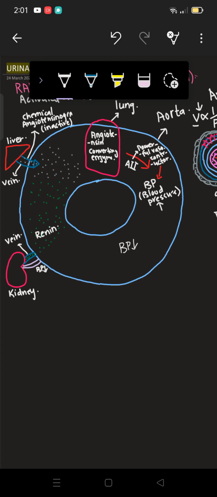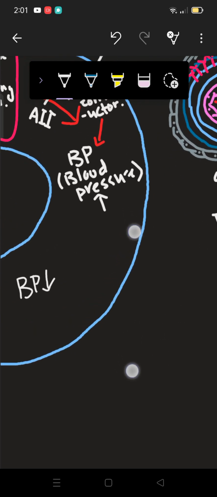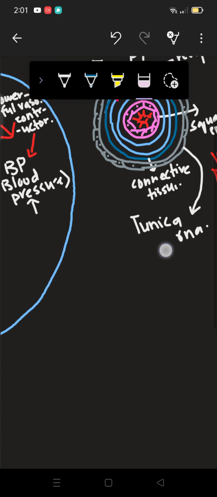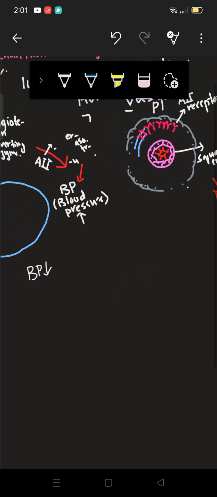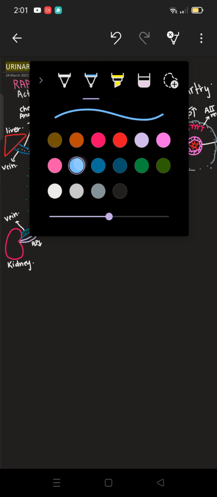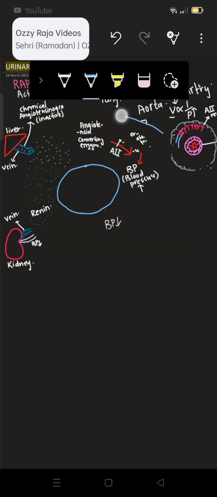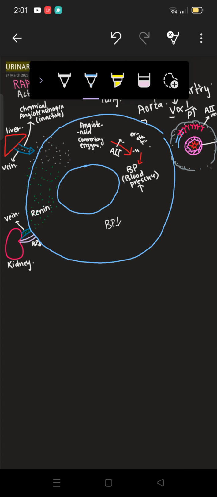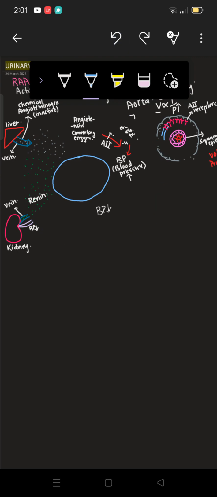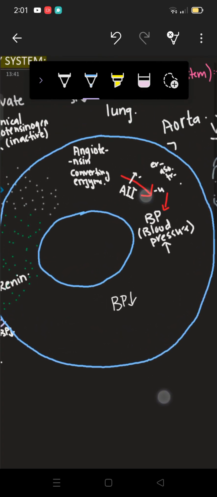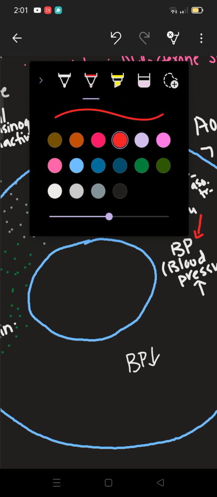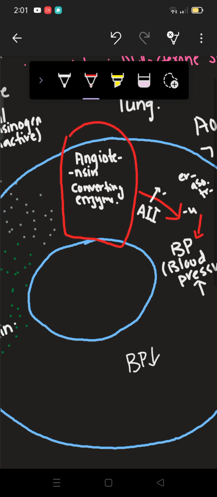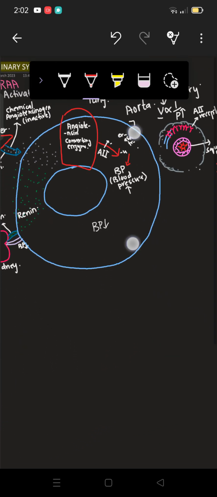Then again, in the small intestine, water is absorbed. I am erasing this a little bit so that I can make the second diagram. Sorry, I erased the whole thing. It's okay, I'm making this again. This was the lung. Then all things are written here.